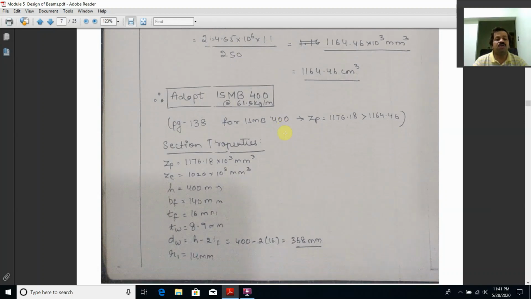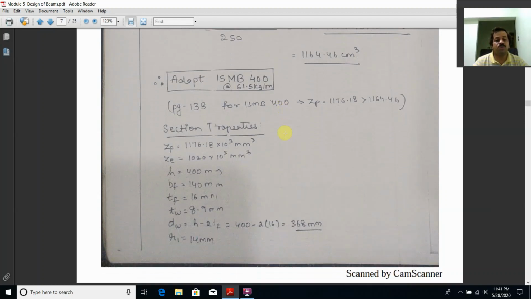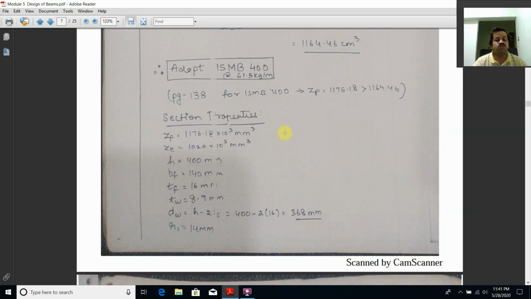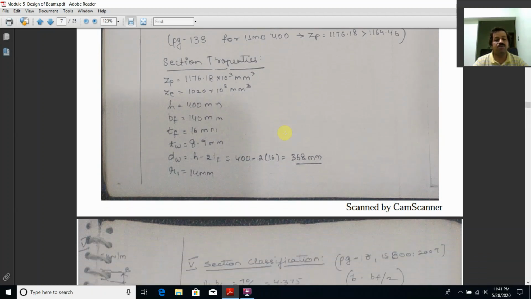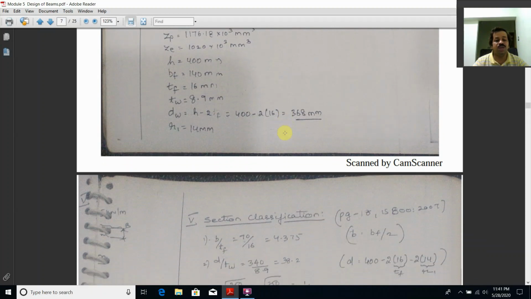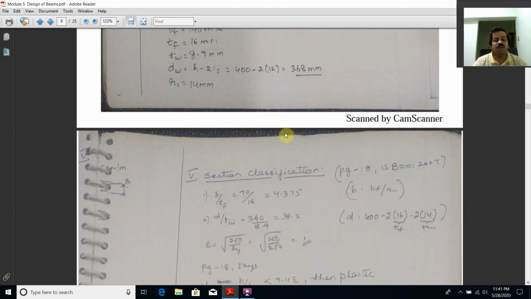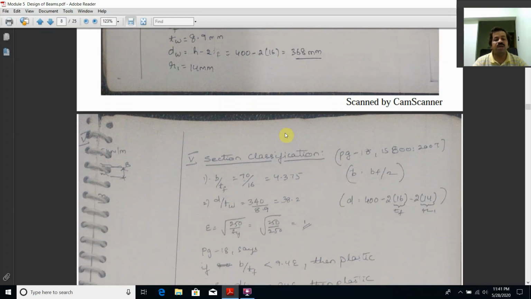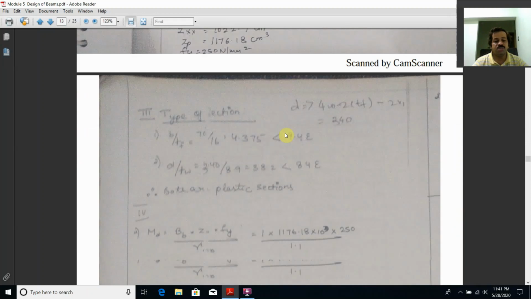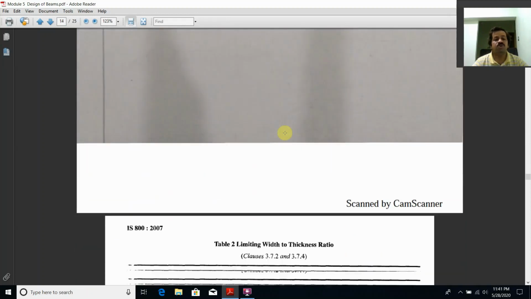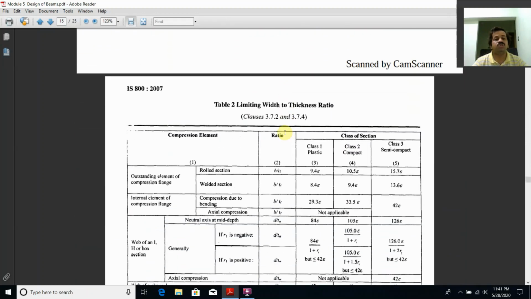Then write down the properties of that: Z_P, Z_E, H, breadth of the flange 140, thickness of flange, thickness of web T_W, as well as the radius of the fillet. Write down as R1, referring to the steel table, as 14 mm. Later, you have to classify this section, B by T_F. So hence, you have to refer page number 18 of IS 800 2007, where it gives how to classify a section. So this is the page to be referred.